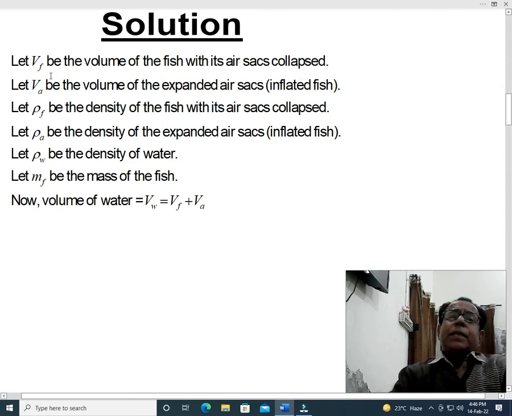Similarly, in comparison to this, let Va be the volume of the expanded air sacs, that is inflated fish. Okay, expanded is taken in the sense of inflated fish. So we have two volumes: Vf, volume of fish with its air sacs collapsed, while Va, volume of the expanded air sacs, that is inflated fish. Okay, similarly, now we come towards rho.